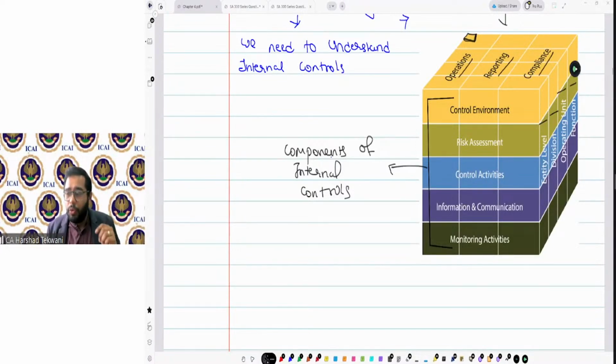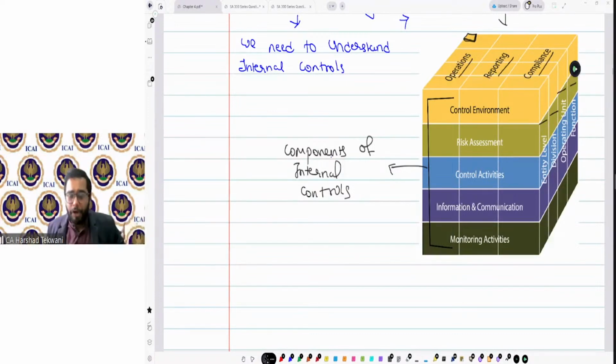Like within the entity, who is monitoring the control environment, risk assessment, control activities, information and communication at all levels, entity, division, operating unit or functional level, or across all the areas like operations, reporting, compliance. Who is monitoring that? How is monitoring done? What do you do after monitoring? So if there is a system of monitoring the internal controls or other components of internal control, then that is very important and that gives you a sense of comfort.